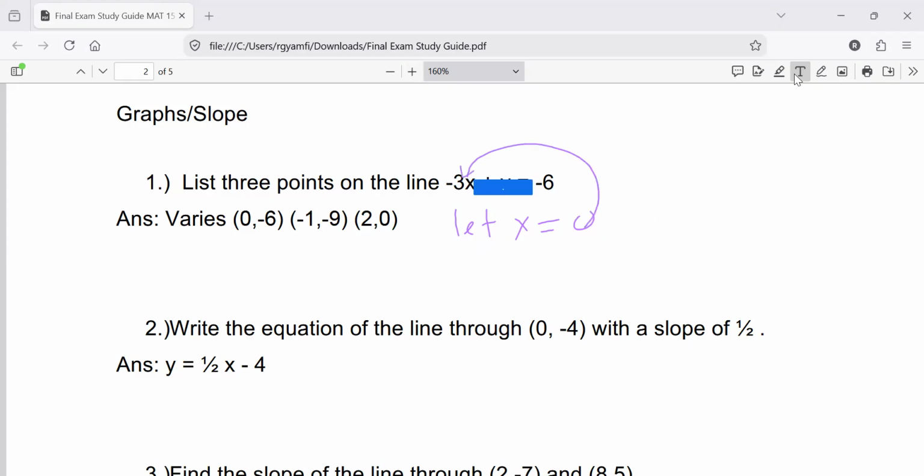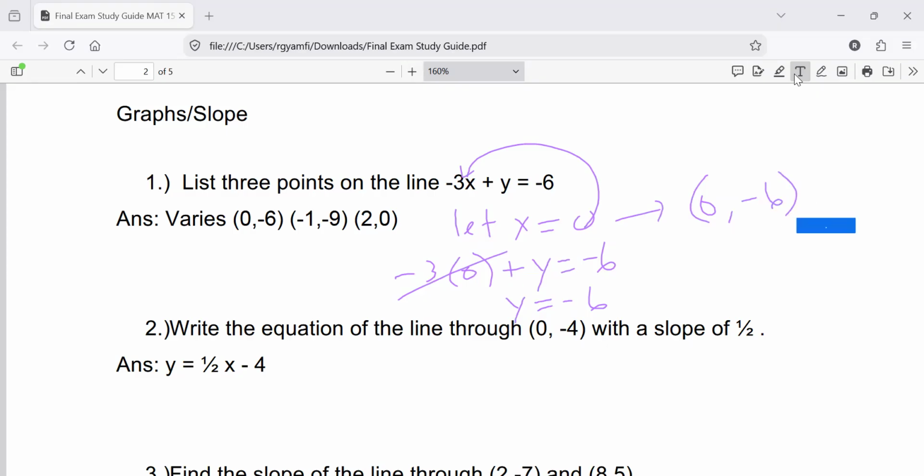So I have negative 3 times x, which is 0, plus y equals negative 6. Negative 3 times 0 is 0, so that goes away. Y equals negative 6. So this means that when x is 0, y is negative 6. That's my first point. And I know this is going to be on the line because I put the 0 into the equation to get my y. So x and y would give me a point on the line.